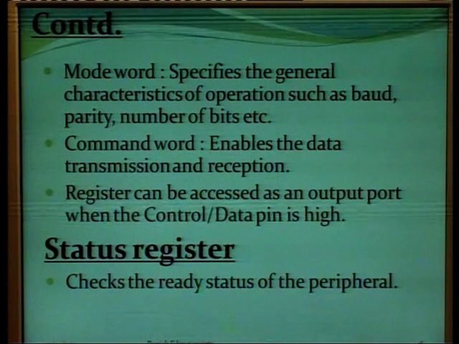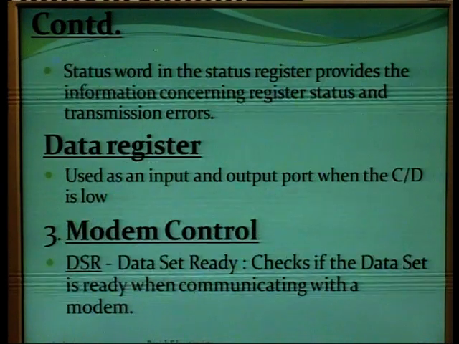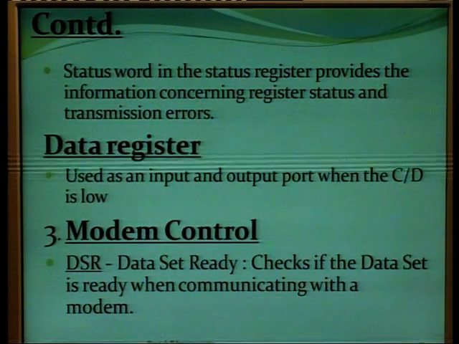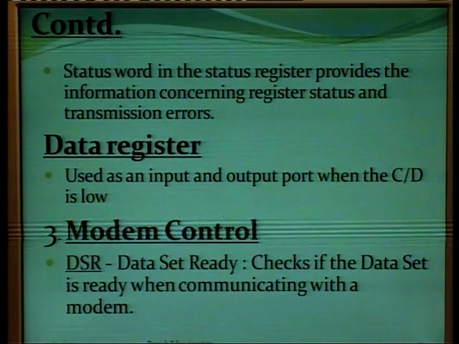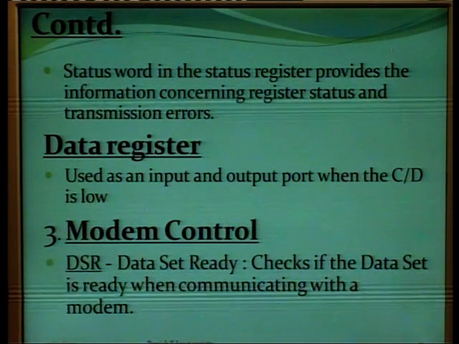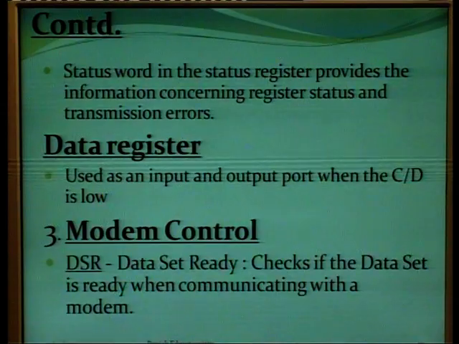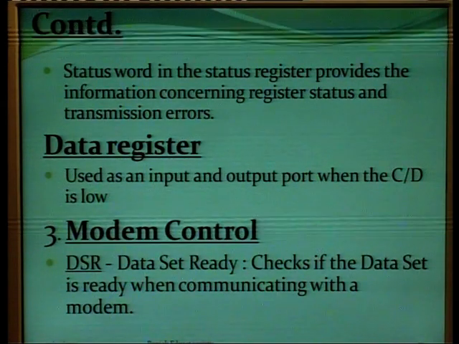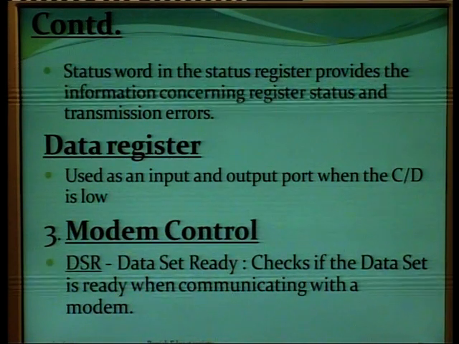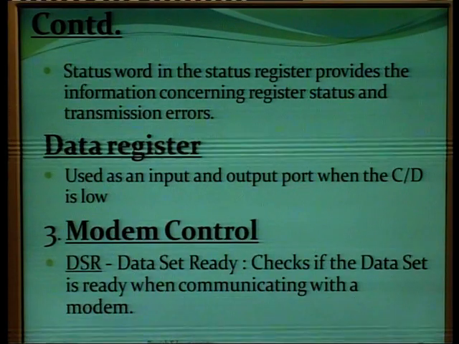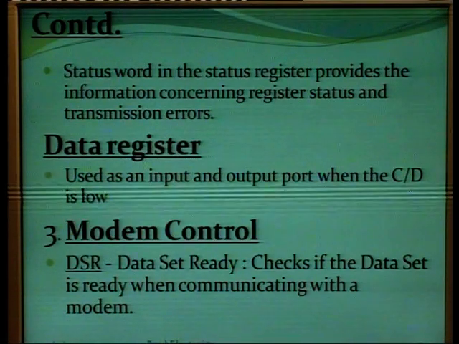Status register checks the ready status of the peripheral. Status word in the status register provides the information concerning register status and transmission errors. Data register is used as an input and output port when C/D is low.